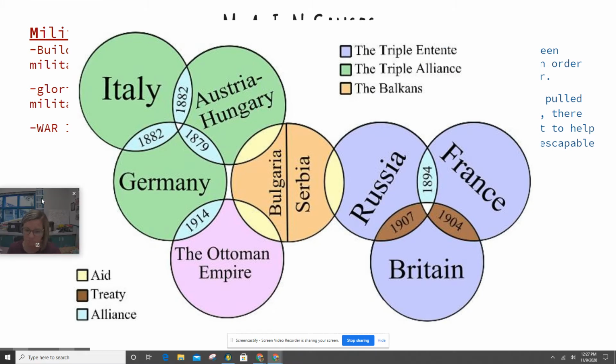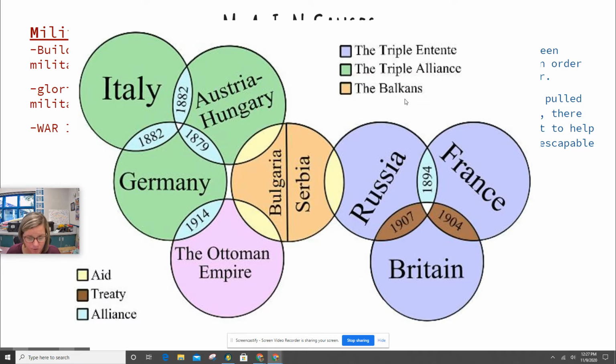Let me pull that down. You can see up here there's the Triple Entente, the Triple Alliance, and then the Balkans. The Balkans are going to be really important when it comes to the beginning of the war. Right now we have Germany, Austria-Hungary, and Italy teamed up together. They're called the Triple Alliance. These countries are going to turn into the Central Powers when World War I breaks out, but Italy is going to leave. They're going to switch over to here.